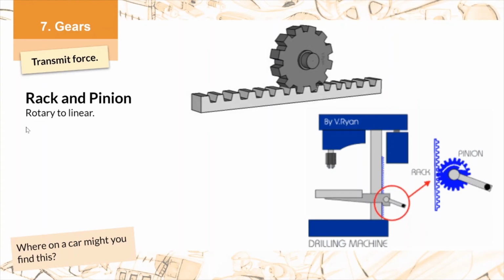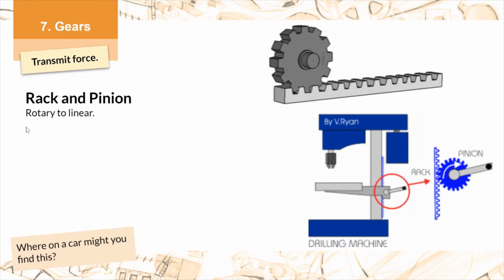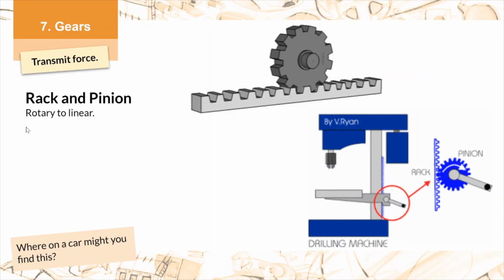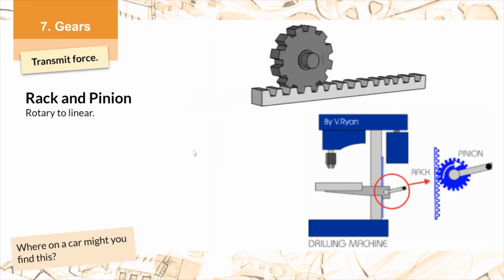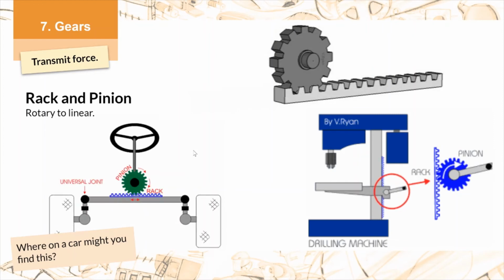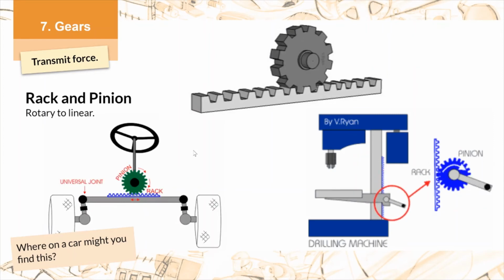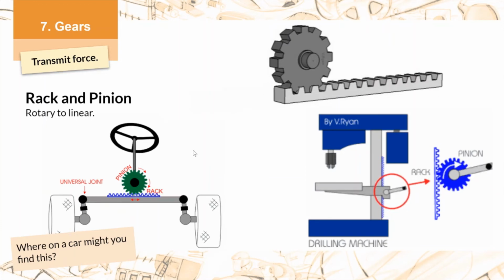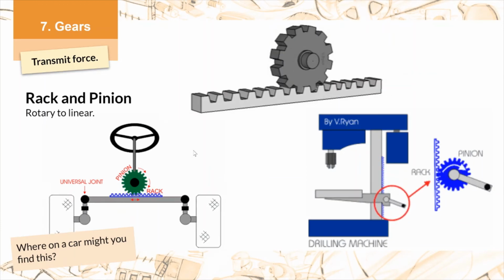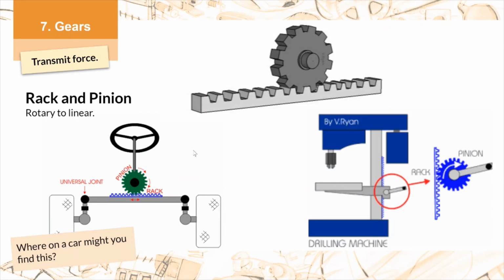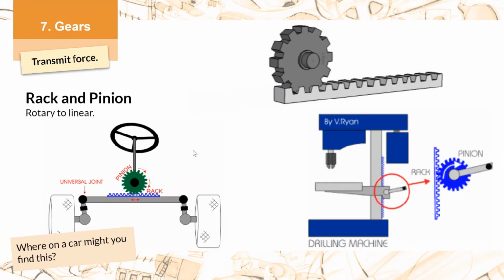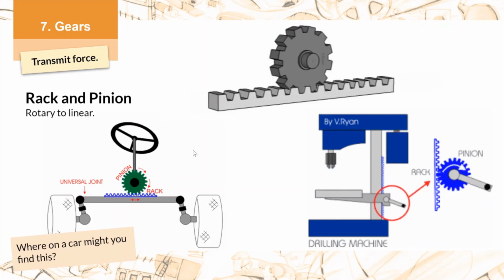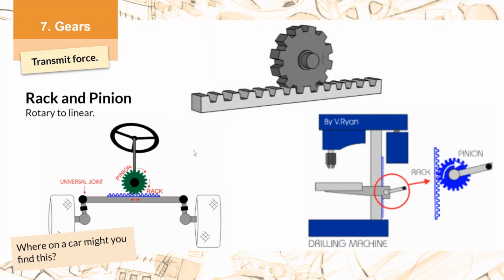So where on a car might you find rack and pinion? Where do we need that motion? Right, so yeah, not all cars have this anymore, okay, but rack and pinion steering was once a thing. The idea that the pinion would be attached to the end of the steering column, and then the rack would move left and right, which would then steer the car.